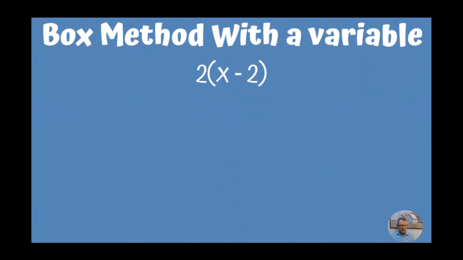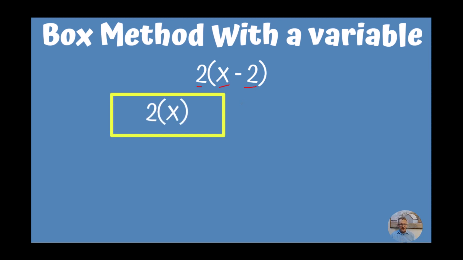Now, with algebra, especially when we start solving equations, we want to do a lot of work with variables. Just keep in mind, the beauty about mathematics is it works the same no matter what you're dealing with. So here we've got some terms, 2x, negative 2. We're going to do the box method. So the first thing we're going to do is the first box. We're going to have 2 times x.